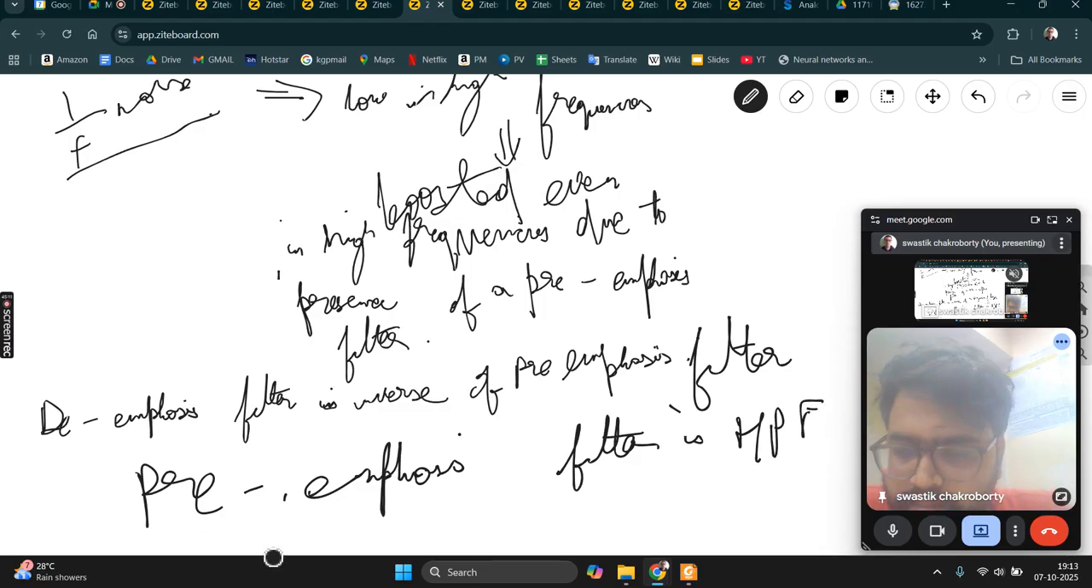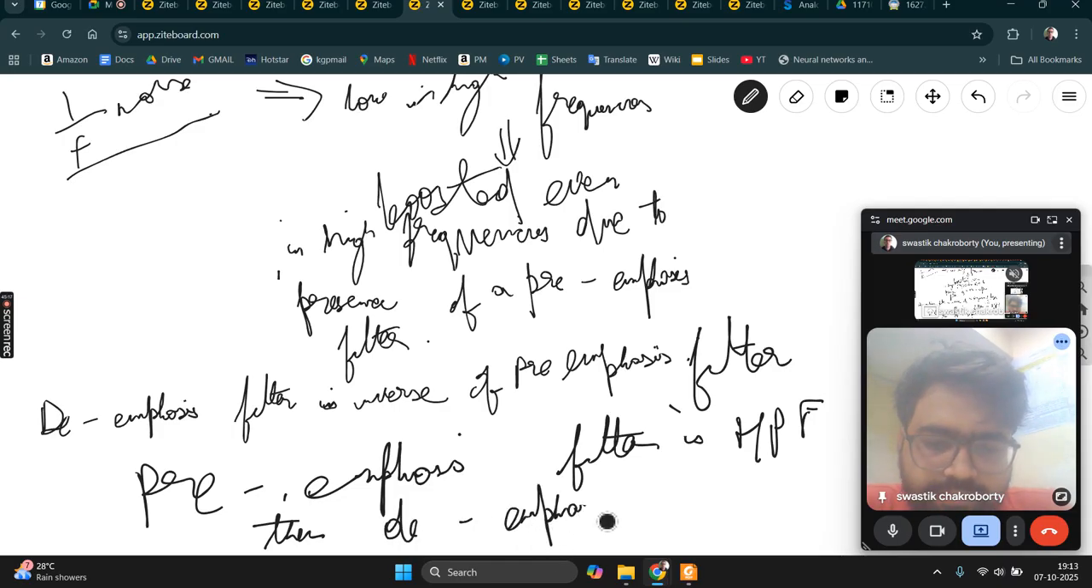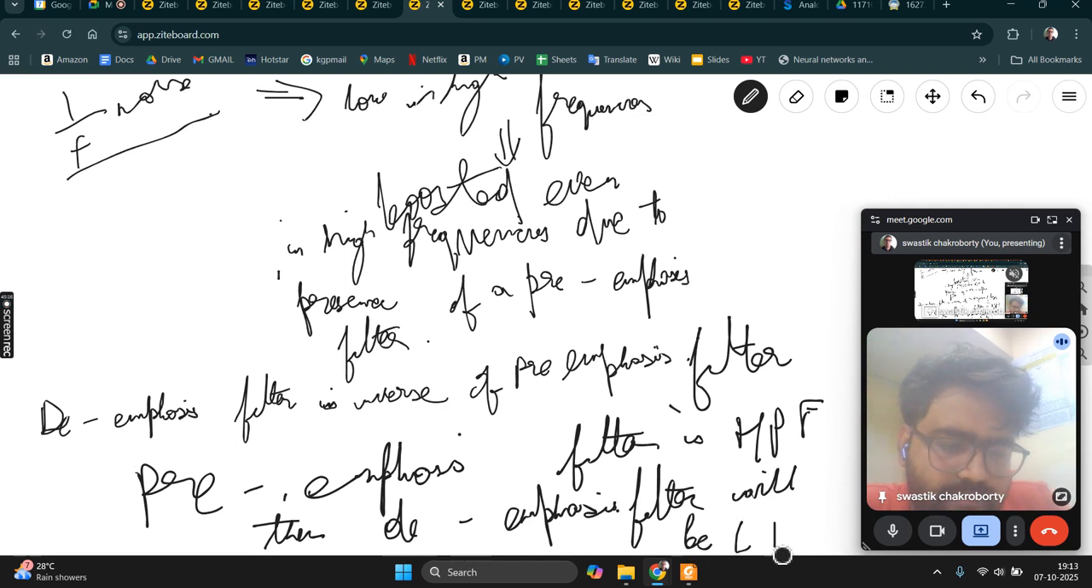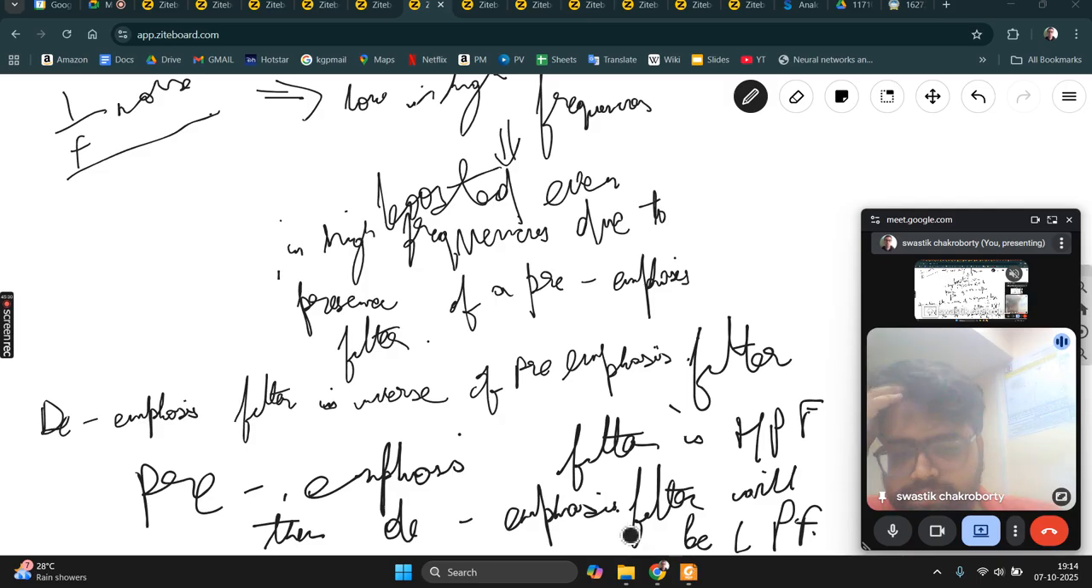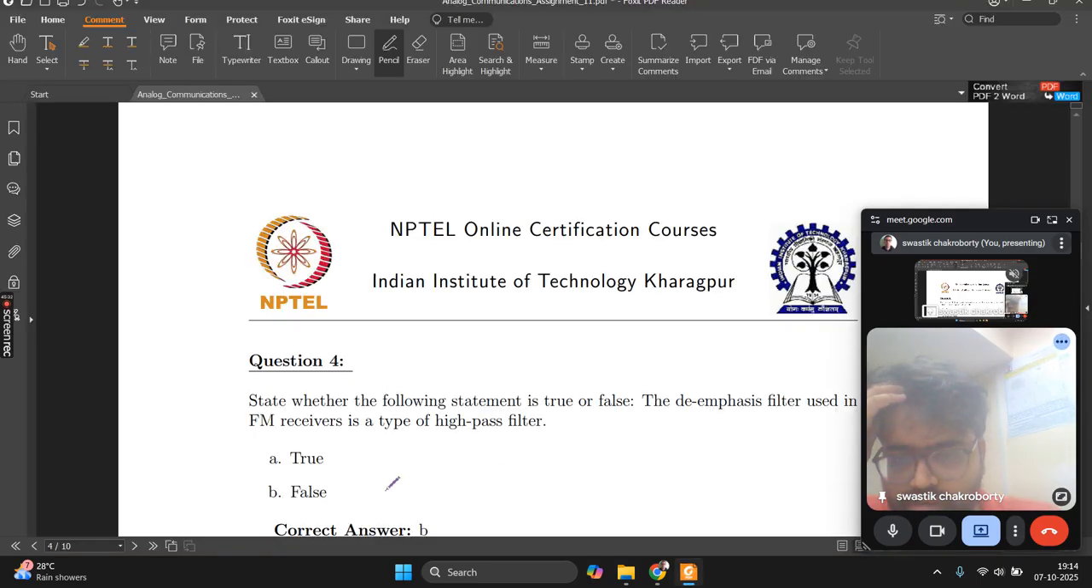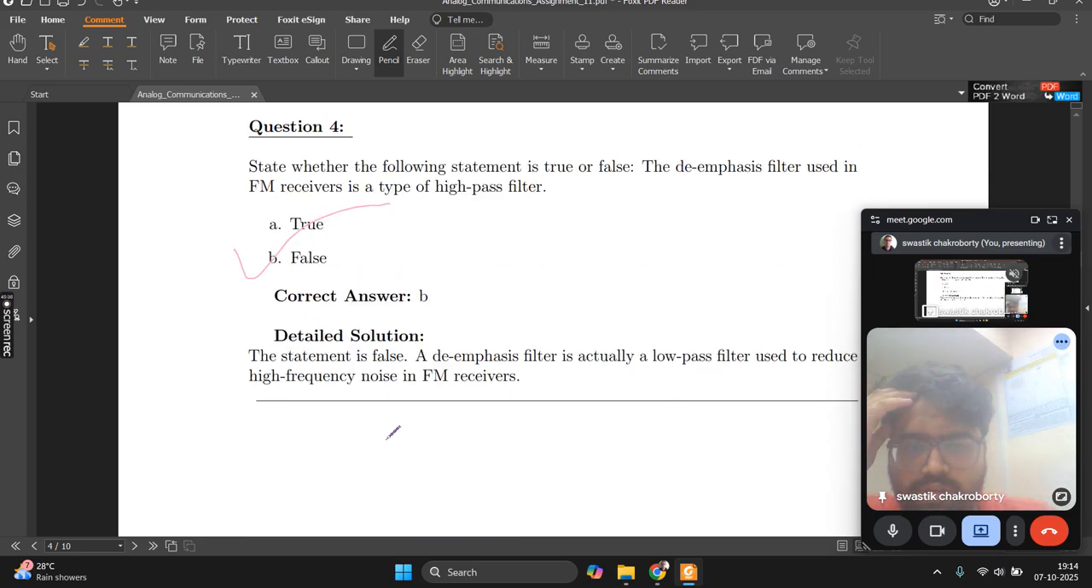then de-emphasis filter will be LPF. So de-emphasis filter being high pass filter is a false statement. So it is false. De-emphasis filter is a low pass filter.